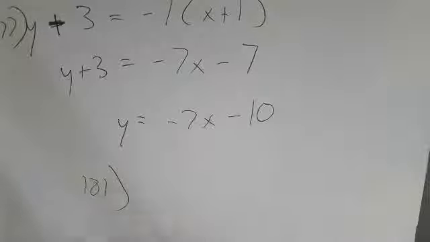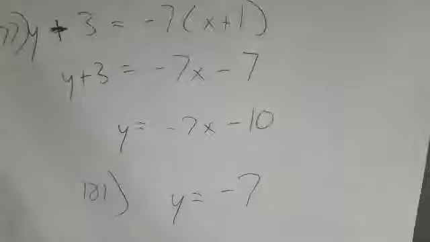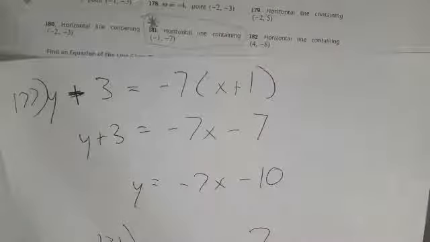Y equals whatever the number is. The number was -7. That's the best way to describe it. So if they want a horizontal line, the slope is that 0 thing. It looks like y equals -7.